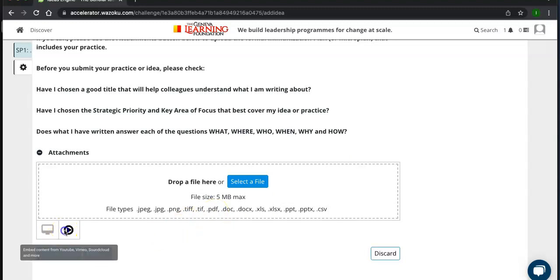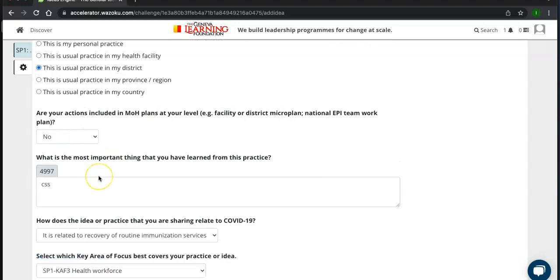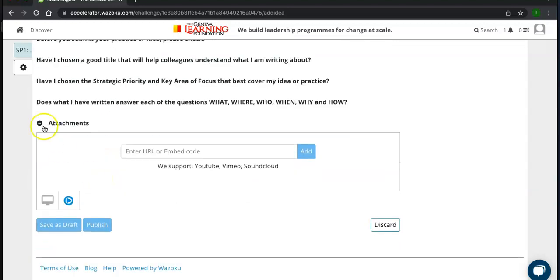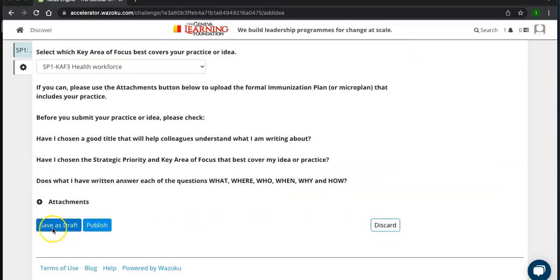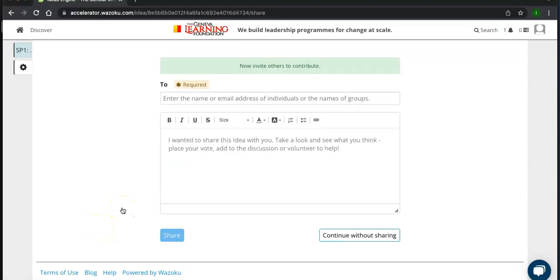And you also have the opportunity, in case you have a short video or something on a YouTube channel, to upload the URL here, and this will also be available to everyone. This is not a requirement. When you have completed all of the sections, you will be able to save your work either as a draft if you want to come back to work on it later, or you can publish it. At that point, what you have shared is available to everyone.